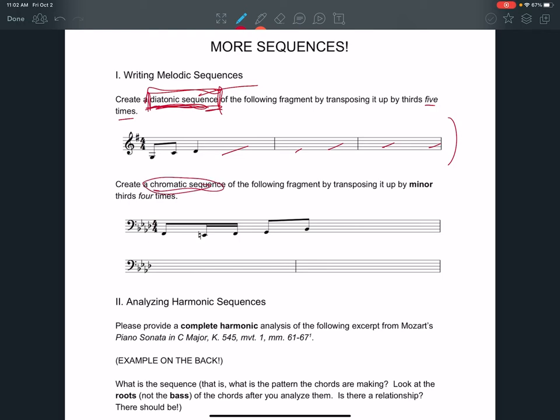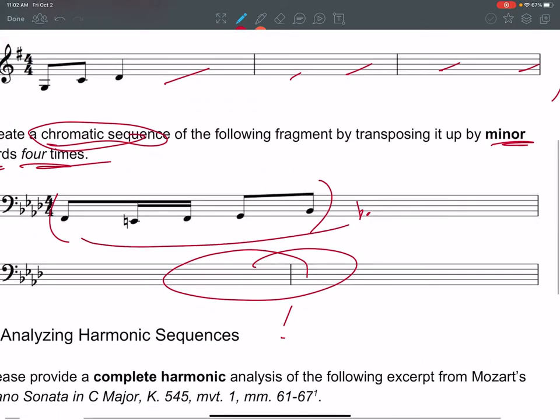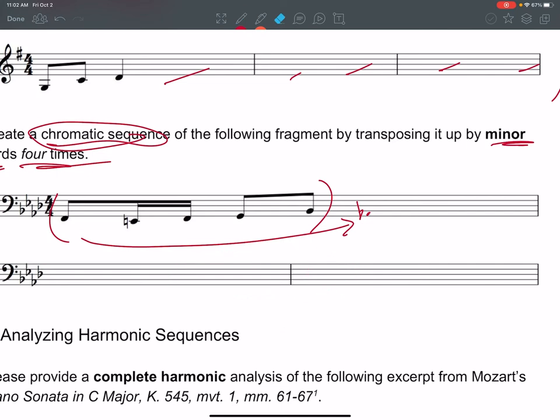Create a chromatic sequence of the following fragment by transposing it up by minor thirds 4 times. This one, by the time you get here, is going to look very weird, and that's okay. If you're transposing this correctly by minor thirds, the next statement of this should begin on A flat. And you literally take this whole thing here and you transpose it up to A flat. A trick for this, and this kind of gets at the concept of sequencing and modulation, transposition, how motives work.